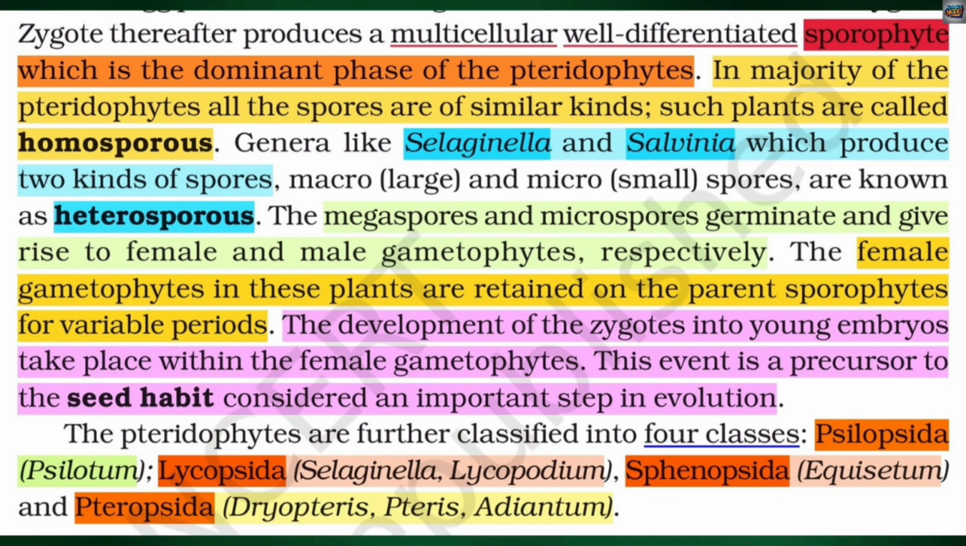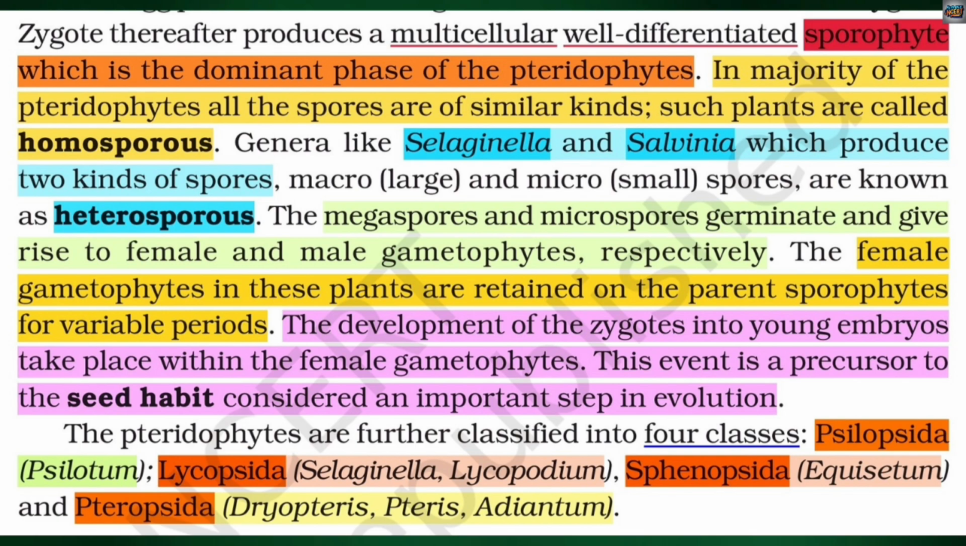In majority of the pteridophytes all the spores are of similar kinds. Such plants are called homosporous. Genera like Selaginella and Salvinia, which produce two kinds of spores, macro (large) and micro (small) spores, are known as heterosporous. The megaspores and microspores germinate and give rise to female and male gametophytes, respectively.